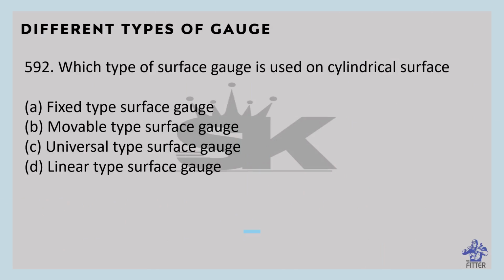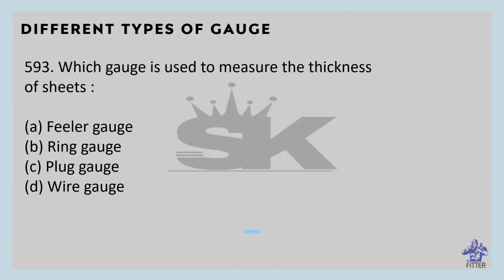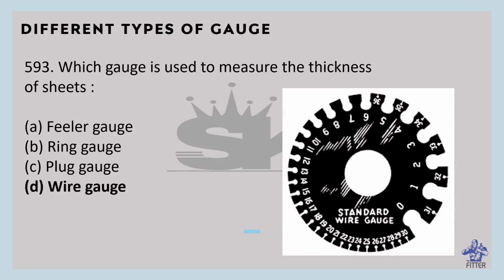Which type of surface gauge is used on a cylindrical surface? That is the universal type surface gauge. You can see this is the universal type surface gauge. Which gauge is used to measure the thickness of sheet? That is a wire gauge. You can see here in the image, this is the wire gauge.